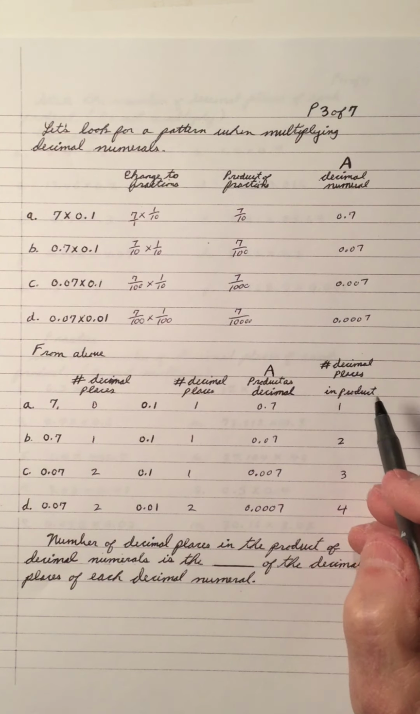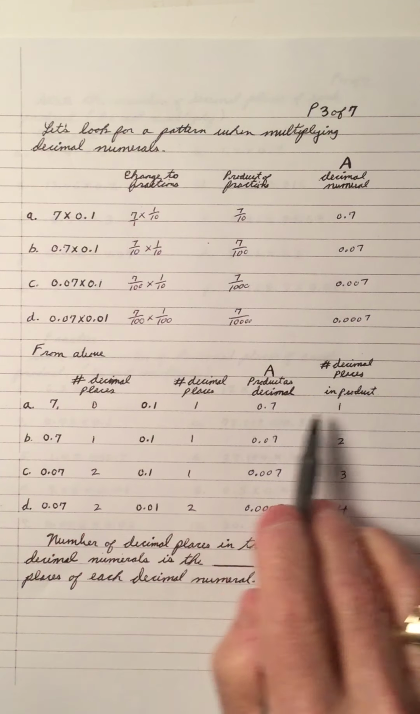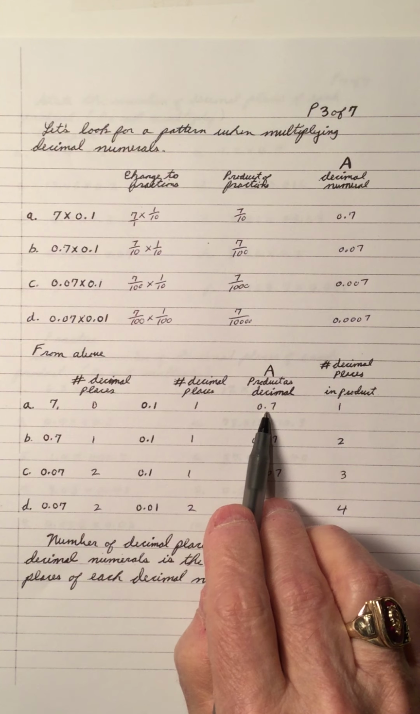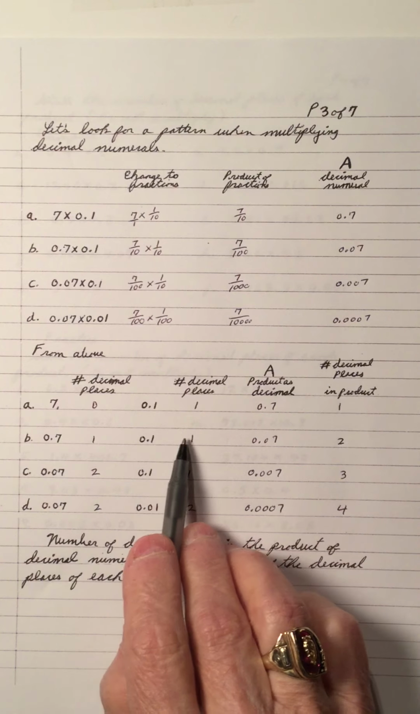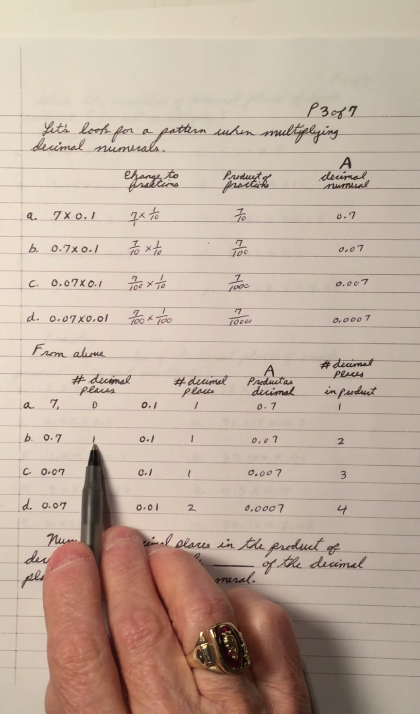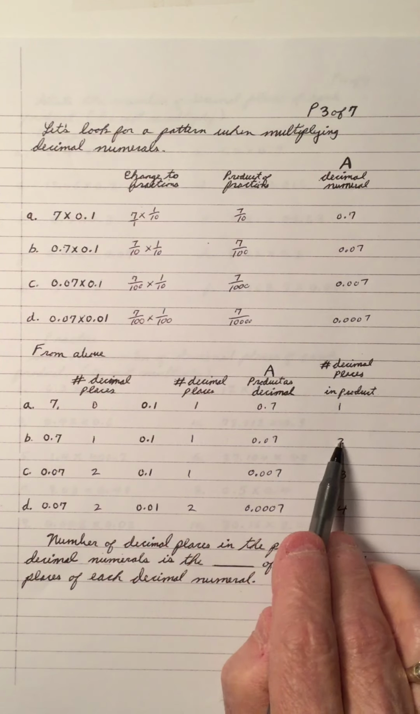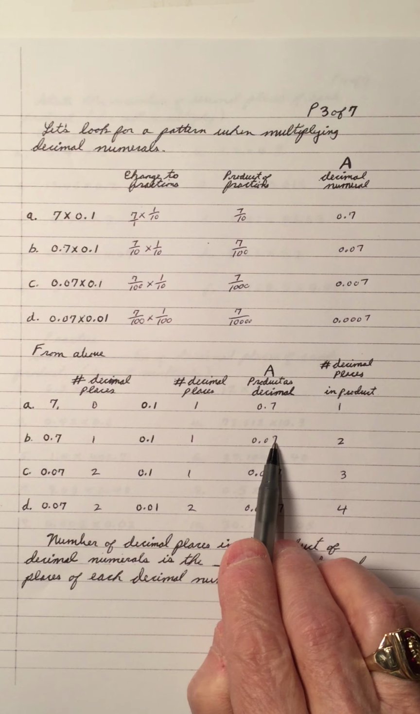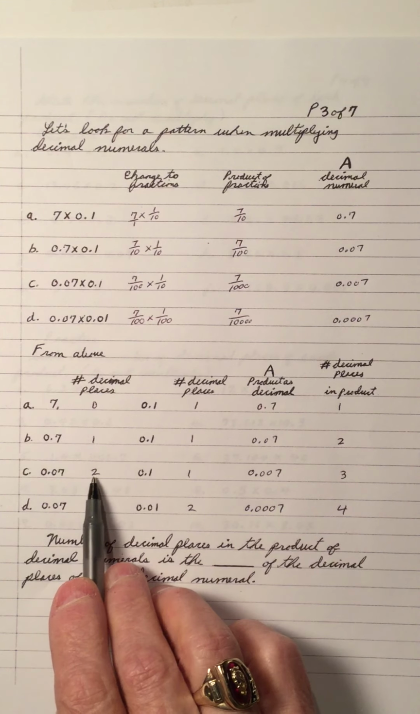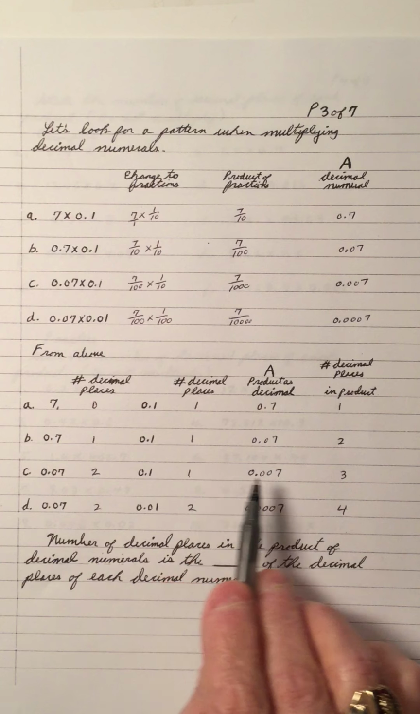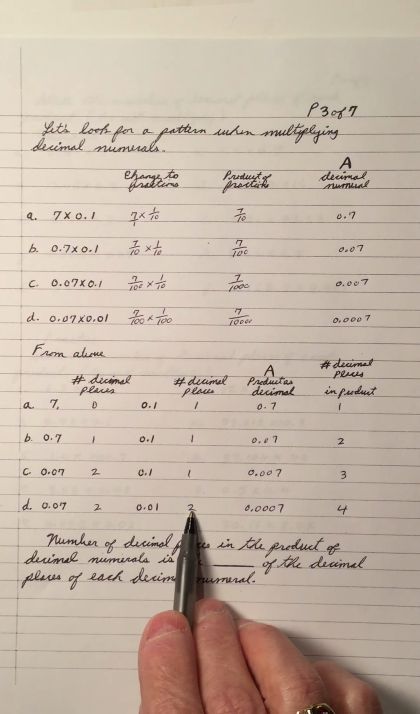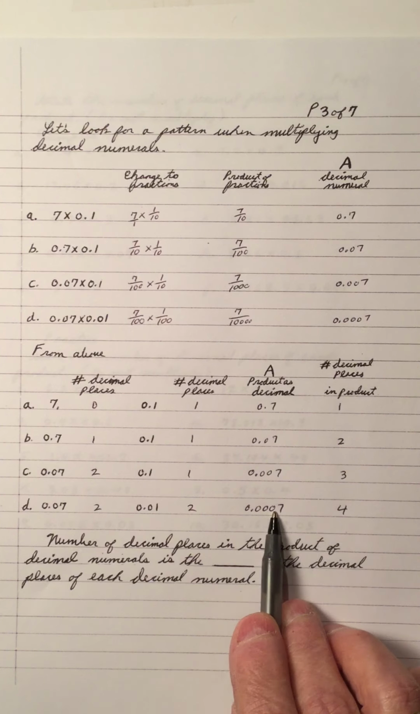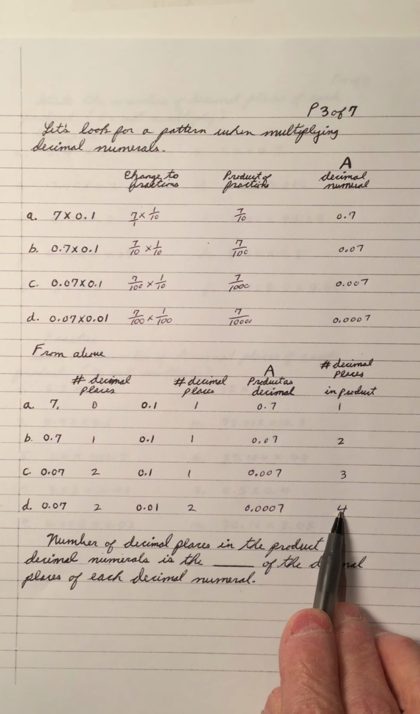If you notice, the product has 1 decimal place: 0 and 1 add up to 1. With 1 and 1 decimal place each, the product has 2 decimal places. With 2 decimal places and 1 decimal place, the product has 3. With 2 decimal places and 2 decimal places, the product has 4 decimal places.